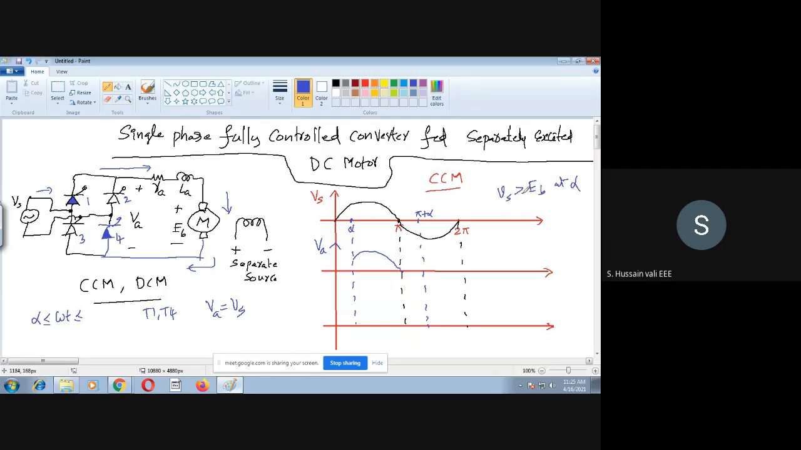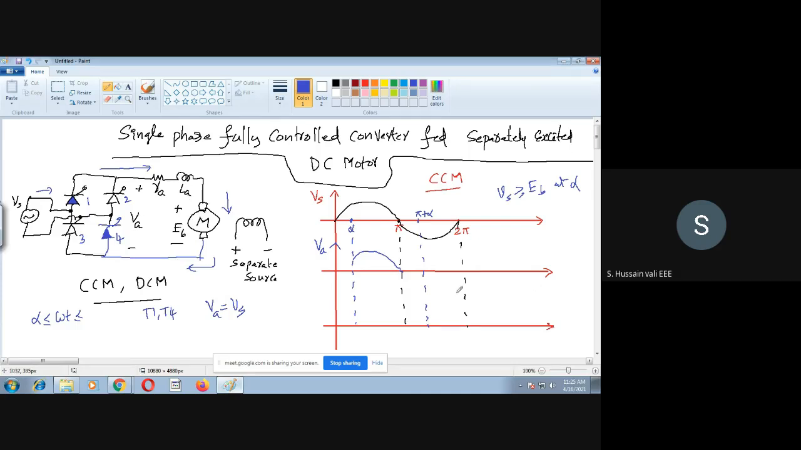Why is it so? If it is not greater than or equal to EB, then the thyristors T1 T4 will not conduct, because they will still be reverse biased if the voltage EB is more than Vs at alpha. So you choose the value of alpha in such a way that at that instant the supply voltage is greater than or equal to EB, then only the thyristors will conduct. This statement I told you already, even in the case of the semi converter also. So we'll take that assumption only.